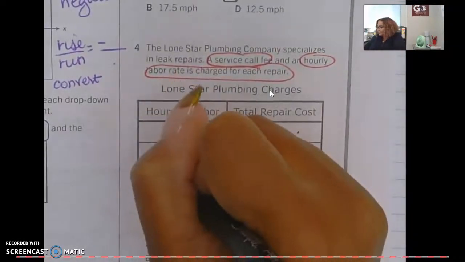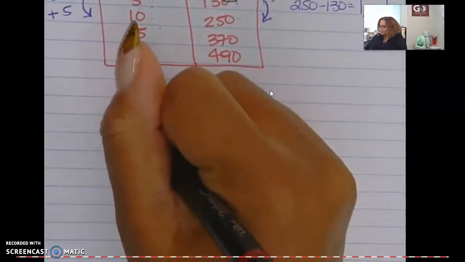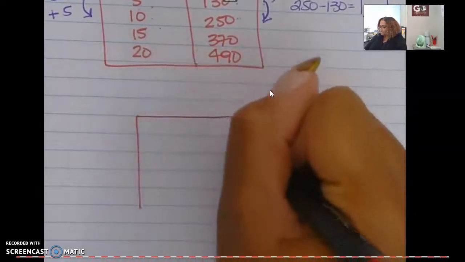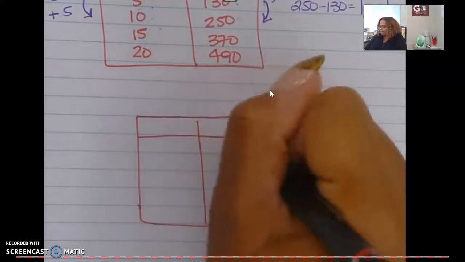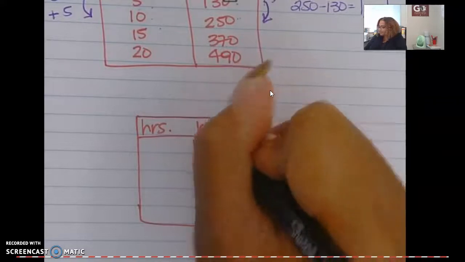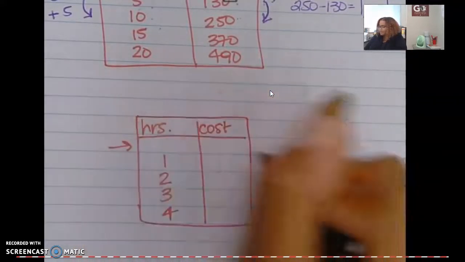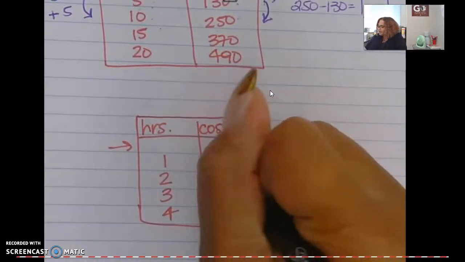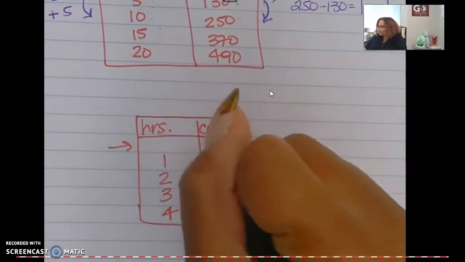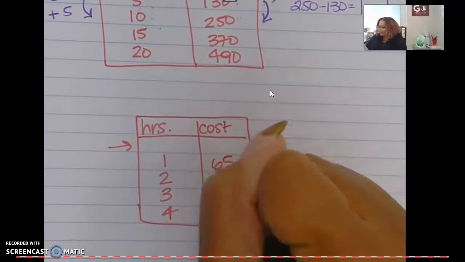So I'm going to jot this down. I've got hours of labor and then total cost. I've got 1, 2, 3, 4. I am purposefully leaving this blank in case I need the 0, so I can take it into account. And this is 65, 105, 145, and 185.